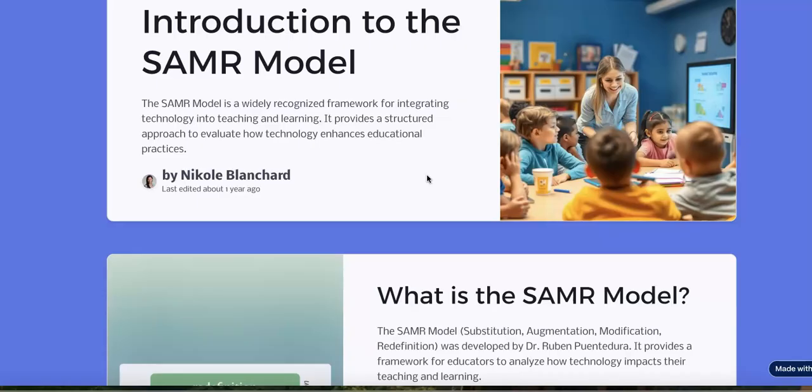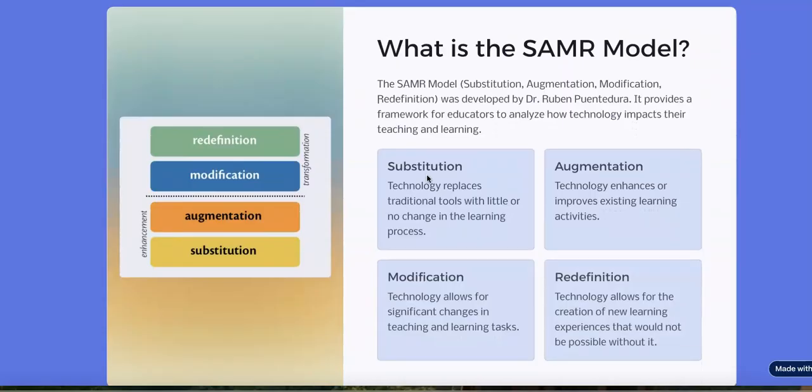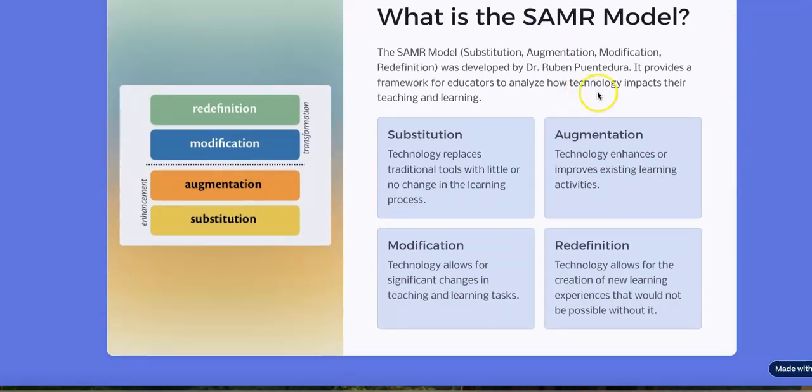So let me just stop right here. It used to be to say, I'm going to use technology, it'll make it better no matter what. Just like anything else, you have to think about what your objectives are, what material you're going to teach. Is it logical to use different types of technology with them, and how? So what is the SAMR model? It was developed by Dr. Ruben Puentedura. It provides a framework for educators to analyze how technology impacts their teaching and learning.